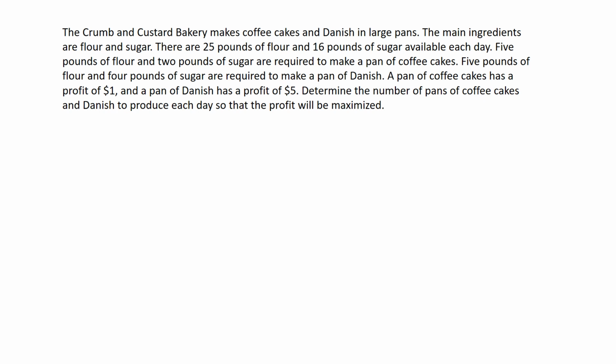5 pounds of flour and 2 pounds of sugar are required to make a pan of coffee cakes. 5 pounds of flour and 4 pounds of sugar are required to make a pan of Danish. A pan of coffee cakes has a profit of $1, and a pan of Danish has a profit of $5. Determine the number of pans of coffee cakes and Danish to produce each day so that the profit will be maximized. So this is small enough that we could solve this graphically, and so we did.